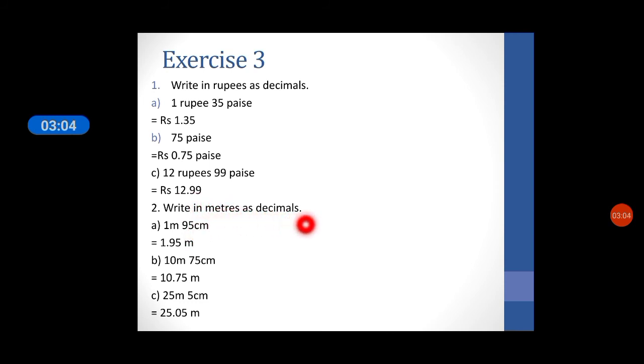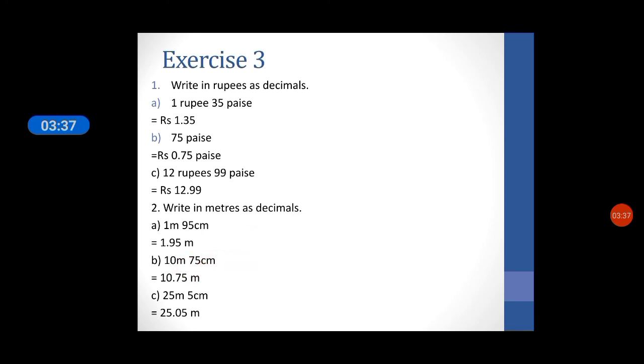Similarly here also the same thing. Just remember that before two numbers you need to put a point, wherever there are centimeters. Here you need to convert to meters. 1 meter is already in meters, so it is the whole number part. So 1.95 is the correct answer. Similarly, 10 meter 75 centimeter is 10.75; before two numbers you need to put a point.